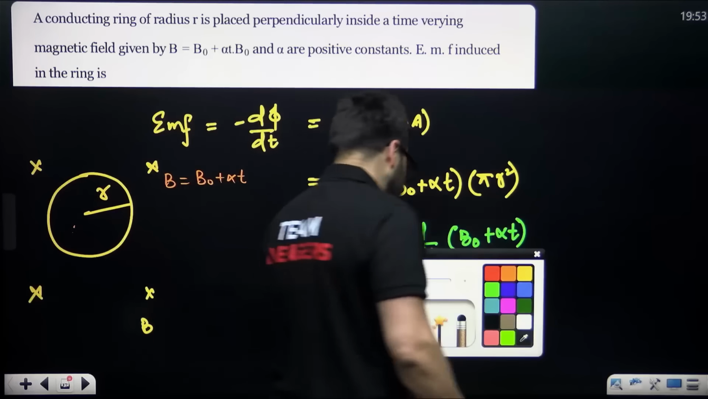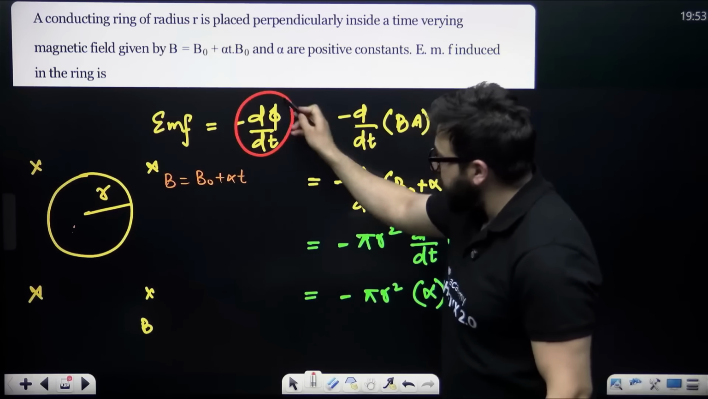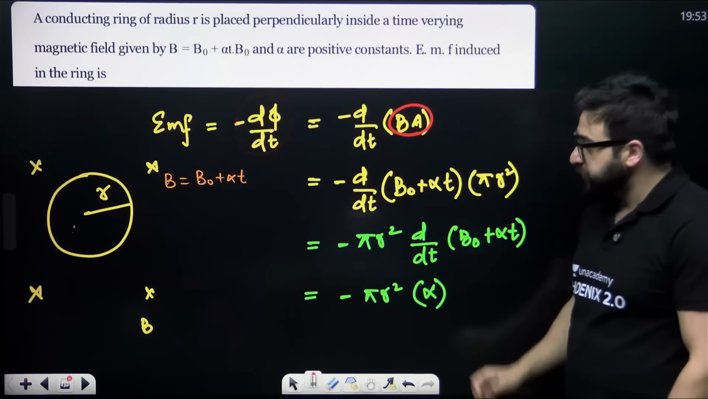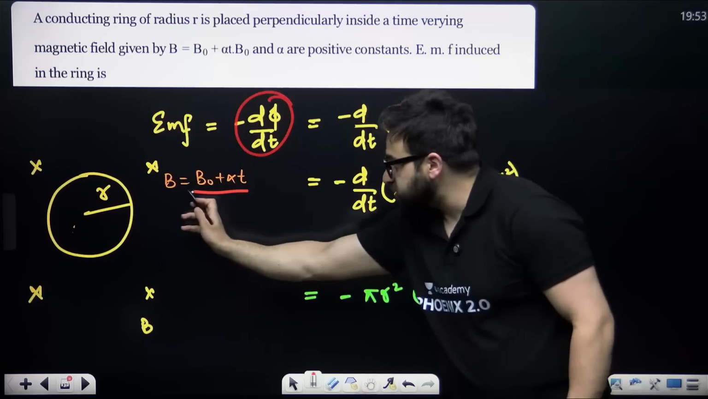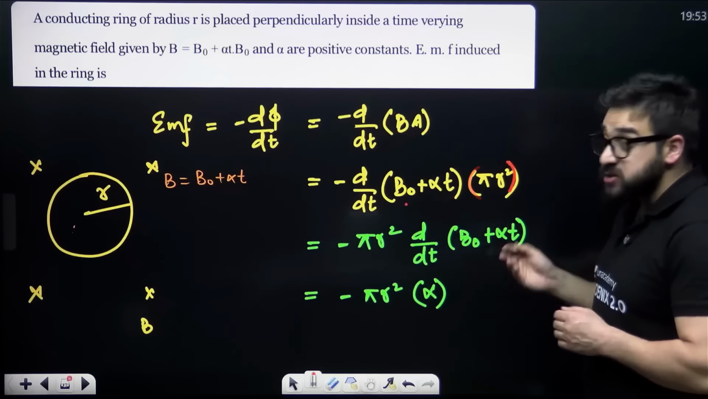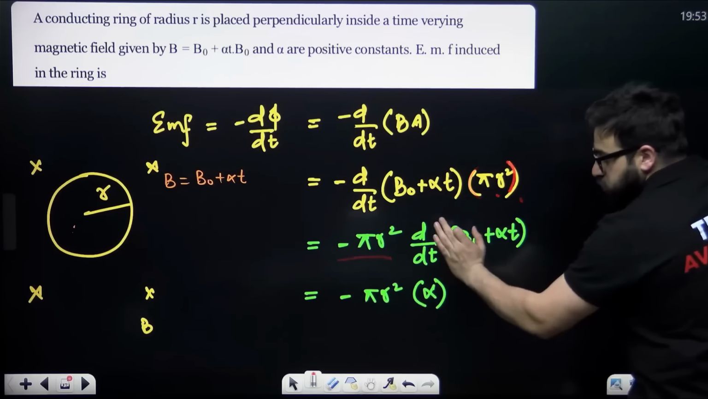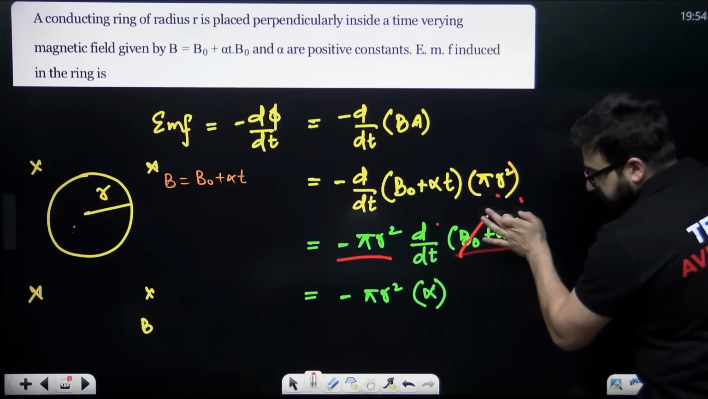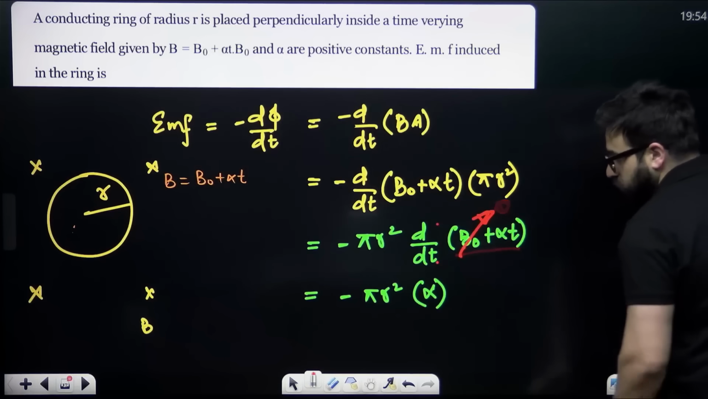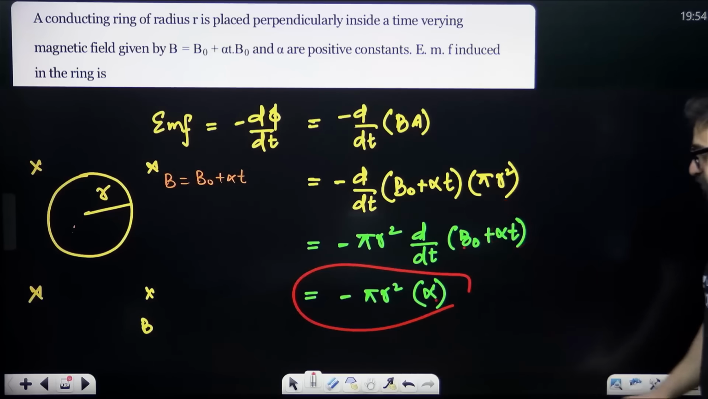So how will you find the EMF, my dear NEET aspirants? EMF is going to be minus d phi by dt. So minus d by dt of phi, which means magnetic field into area. Instead of magnetic field, you will put its value, that is B naught plus alpha T, into the area of the coil, that is pi r square. Now pi r square is constant, so take this pi r square out. So d by dt of this: B naught is constant, so its differentiation is 0, and differentiation of alpha T will be alpha. So the final answer is minus pi r square into alpha.